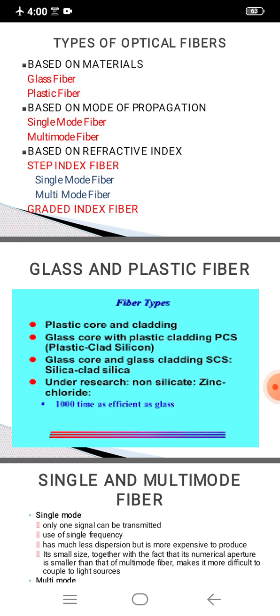The first one, glass and plastic fiber. Here, the fiber core and cladding may be fabricated from both plastic or glass. Core and cladding may be fabricated from plastic or glass or combinations. Core may be from glass, cladding may be from plastic. These are some examples for various materials used for the manufacturing of core and cladding.